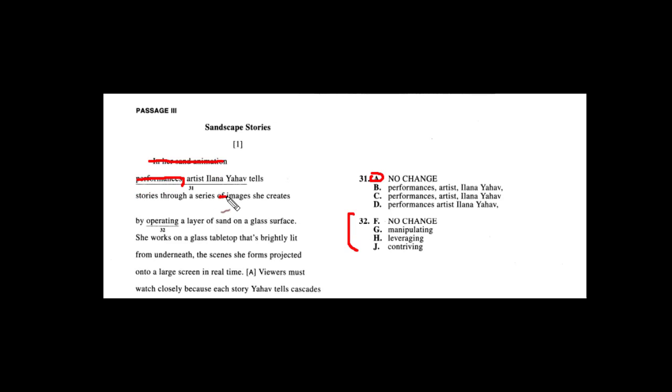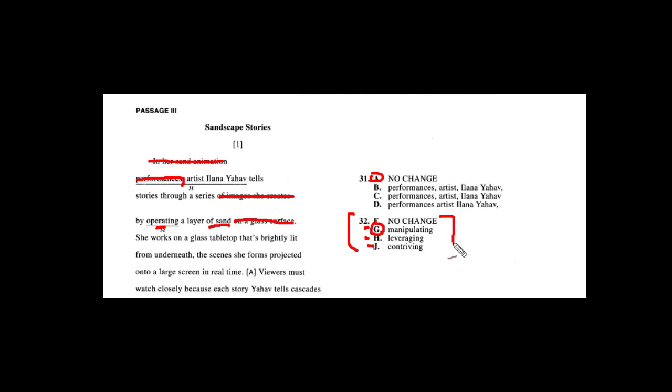Okay, then we go of images she creates. Okay, and then it says on a glass surface. Okay, artist Ilyan Yahav tells stories through a series by operating a layer of sand, by manipulating a layer of sand, by leveraging a layer of sand, or contriving a layer of sand. Plug in your answer choices after you reduce this down. You're going to see here she's got a layer of sand. And what are you going to do with a layer of sand? Are you going to operate a layer of sand, manipulate sand, leverage the sand, or contriving sand? Manipulate the sand. When you see the sentence is shorter, it's so much easier for you to find.